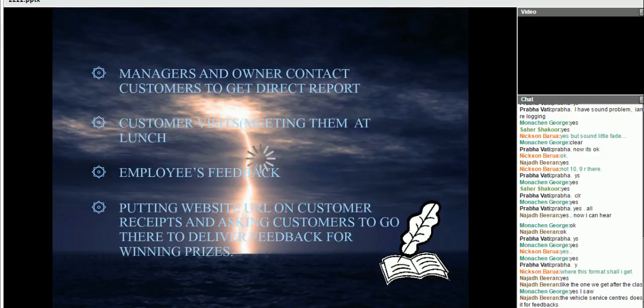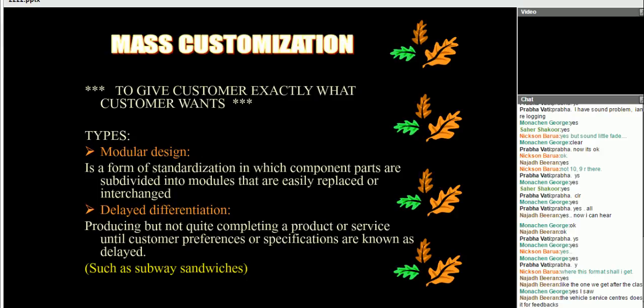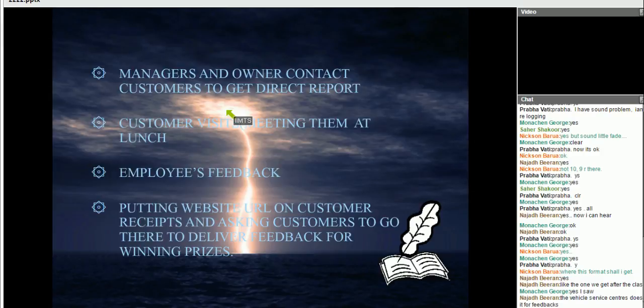These are the methods. Managers and owners contact the customers to get direct reports, customer visits, meeting them at lunch, employees' feedback, putting a website URL on customer receipts and asking customers to go there to deliver their feedback for winning prizes. There are so many ways of getting the customer feedback. Clear, everyone?